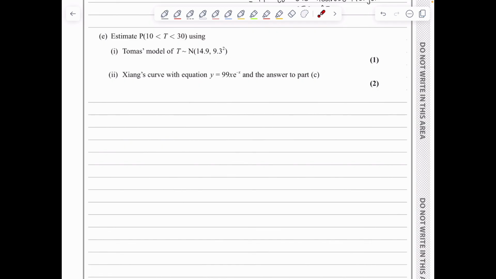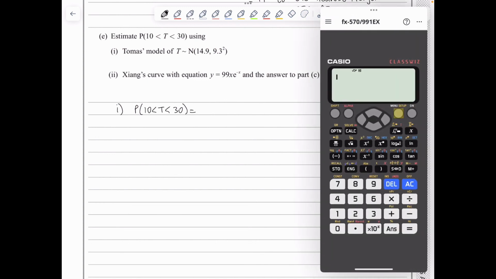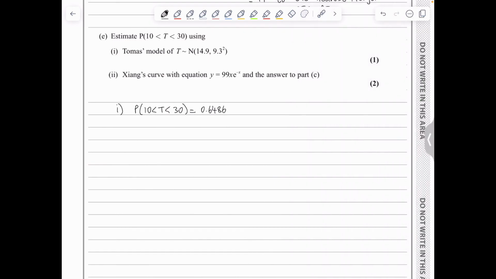Now in part E, we need to estimate this probability using Thomas's model of a normal distribution. So I will simply go on my calculator once more and use the normal distribution function to find this probability. So I'm going to press menu, 7, normal CD, the lower is 10, the upper is 30, my sigma is 9.3, and my mu is 14.9. So this gives an answer of 0.6486.